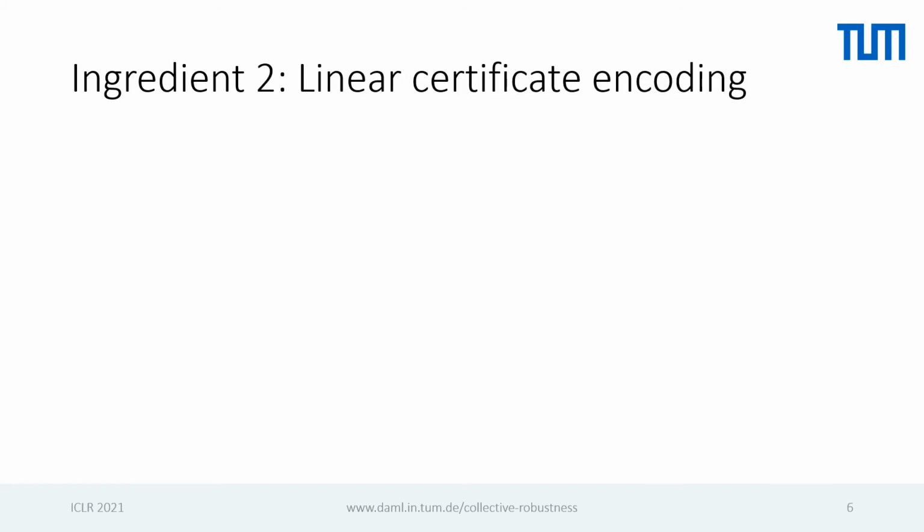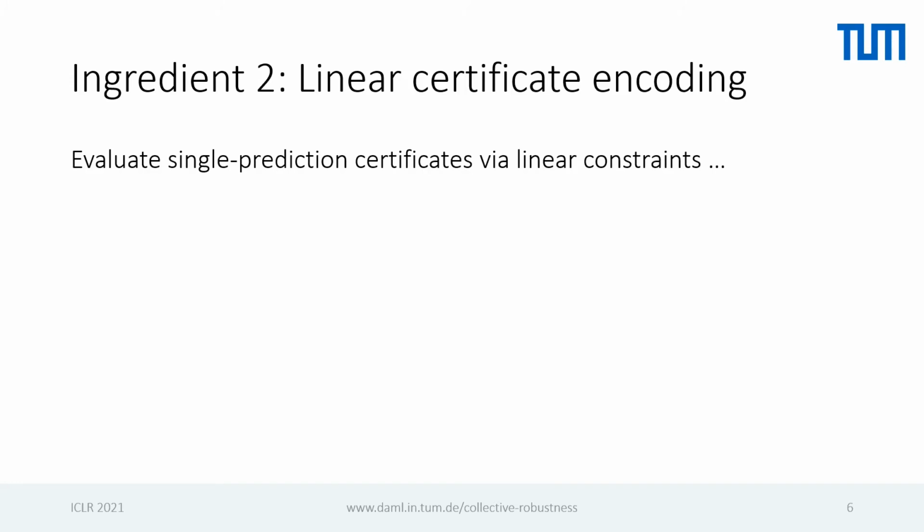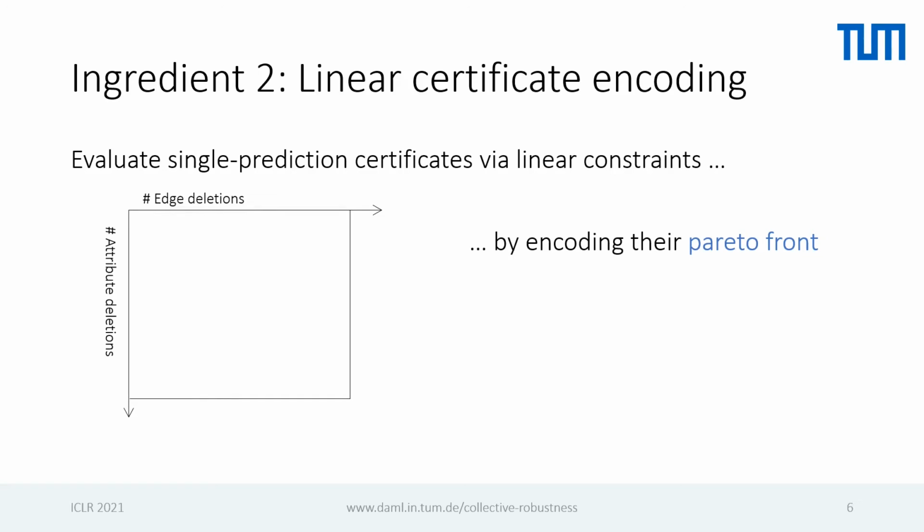The second ingredient we need is linear certificate encoding. We want to be able to evaluate these single prediction certificates efficiently based on evaluating linear constraints. You'll see in a moment why this is important. We do so by encoding the Pareto front in adversarial budget space. Let me visualize this for you.